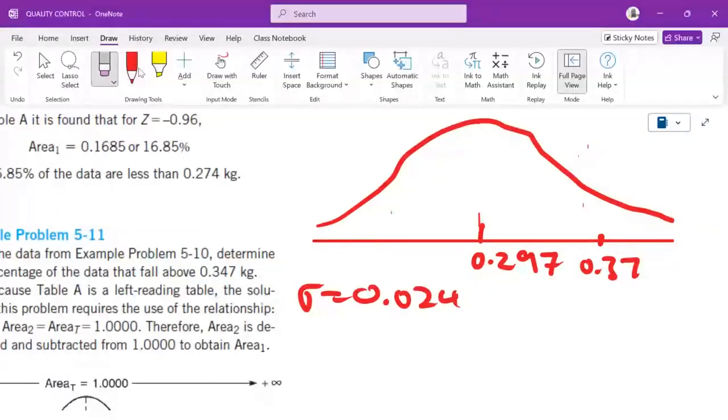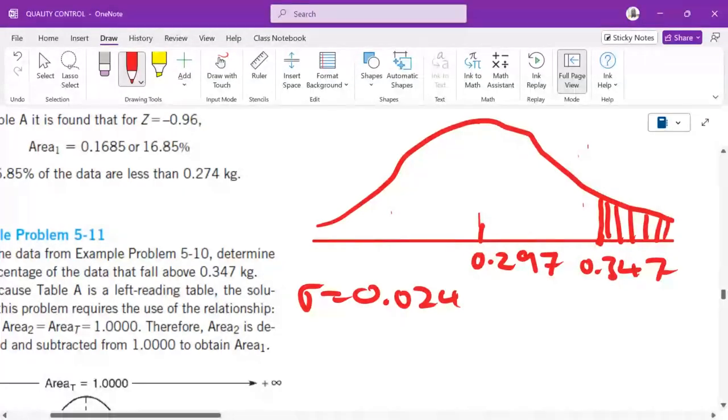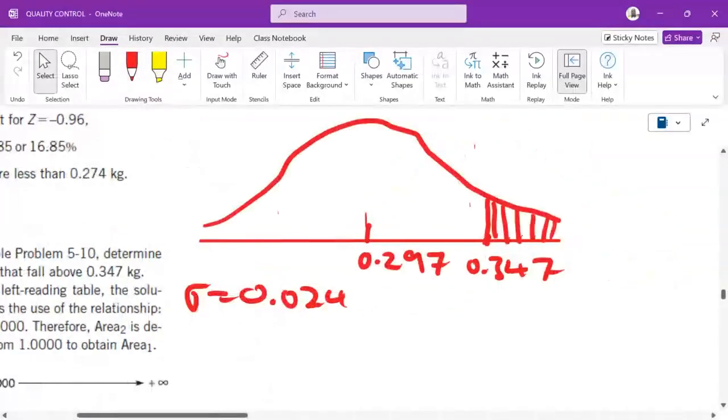Okay, so they want something here which is 0.347, and then they're saying above this figure. They want to know the area above, which data falls above, the percentage of data. You see the statement, determine the percentage of data that falls above. So this is what you are looking for. Then you go back to your calculator.